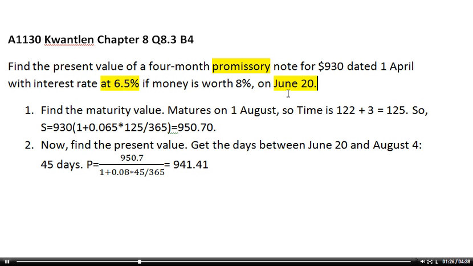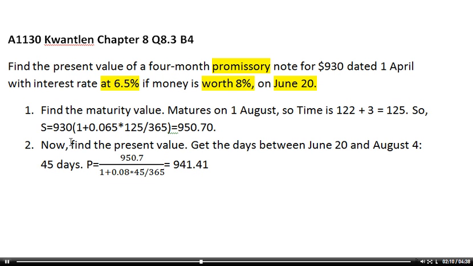on June the 20th. Notice that there are two different interest rates. First of all, there's the interest rate of the note itself at 6.5%, but also there's another interest rate here given of 8%. This 8% is the interest rate, or the value of money, the rental rate if you like, in the bank or elsewhere during that time period. It's quite common for a promissory note to have a different interest rate from the bank rate at the same period.